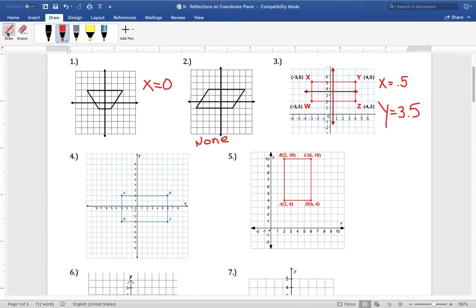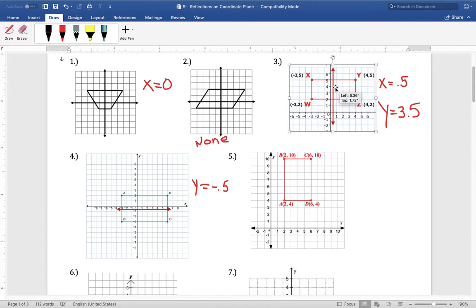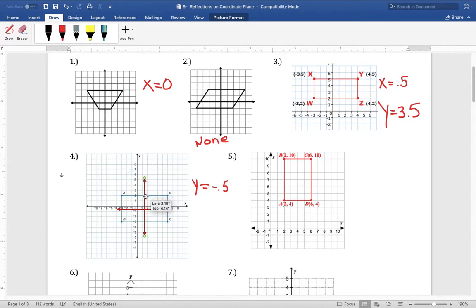All right, so in number 4, looks like we'd have a line right about here. And that one's tough to see, but it would be 2.5 boxes and 2.5 boxes. So we're looking at y equals negative 1/2, negative 0.5. And the vertical one would be right about here, which would be, sorry, x equals 1.5.